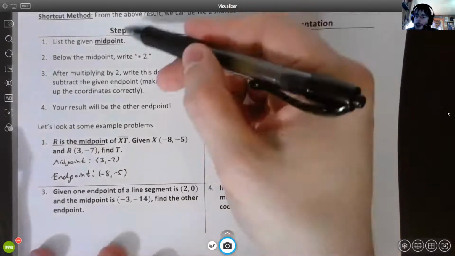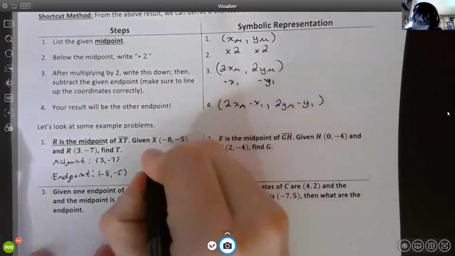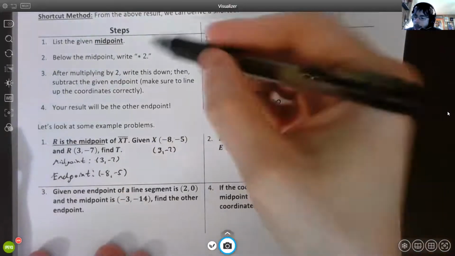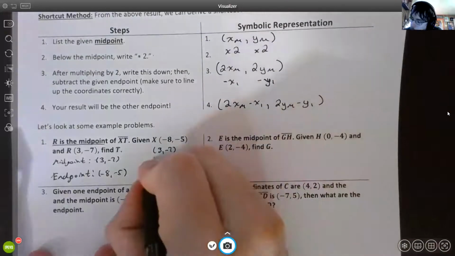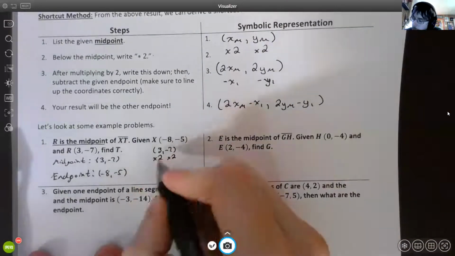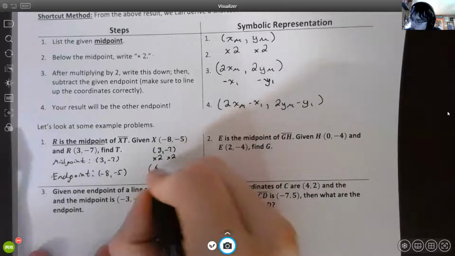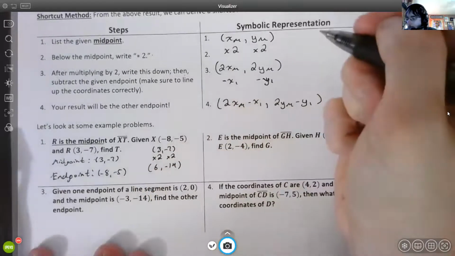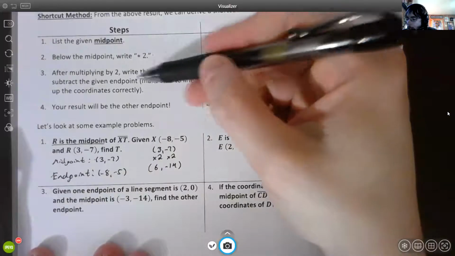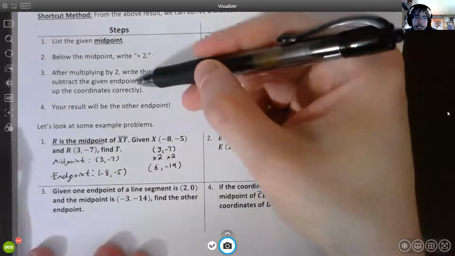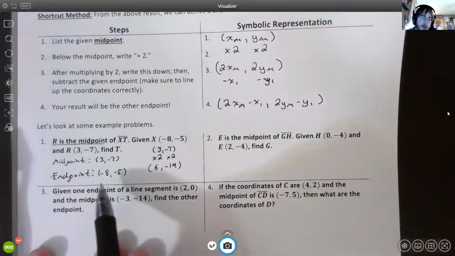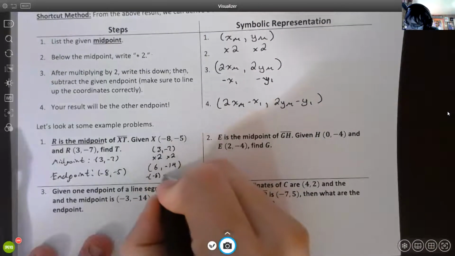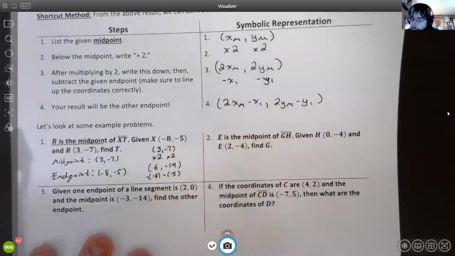So our first step is to list the midpoint. So we're going to write out 3, -7. Then we're going to multiply it by 2. And we get 3 times 2, which is 6, and -7 times 2, which is -14. And then we're going to subtract the given endpoint. So in this case, we're going to subtract -8 from 6, and we're going to subtract -5 from -14.